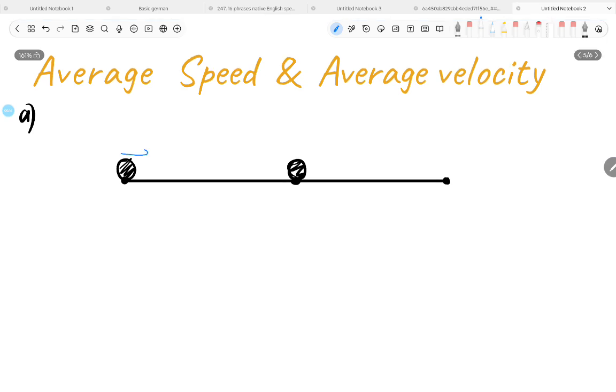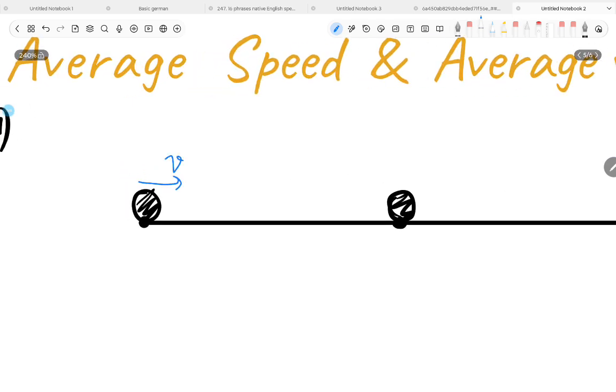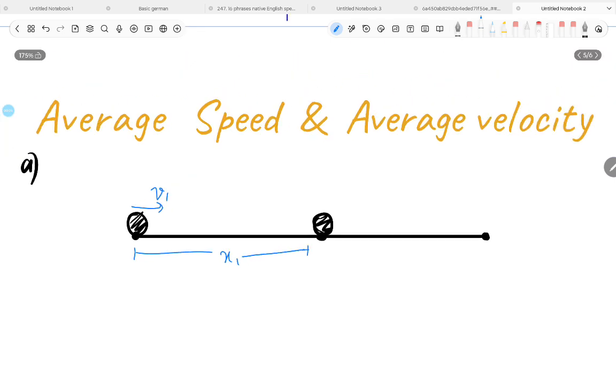Let's say a body is moving with an initial velocity v1. It moves for a particular distance, let's call it x1, and then it changes its velocity. Now it's moving with another velocity. But in the question it's not given that this is covering x distance. Nothing has been mentioned about the distance. It just tells you that the object moves for some time t1 with this velocity, and then for the rest of the time it moves with another velocity. You getting me or not?